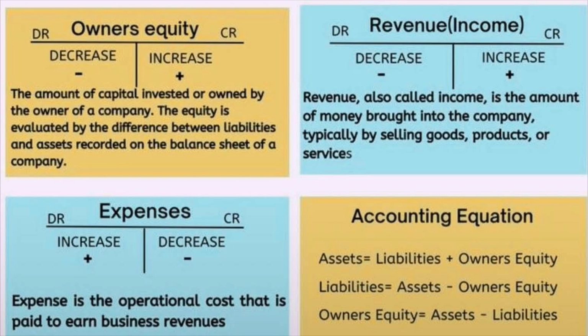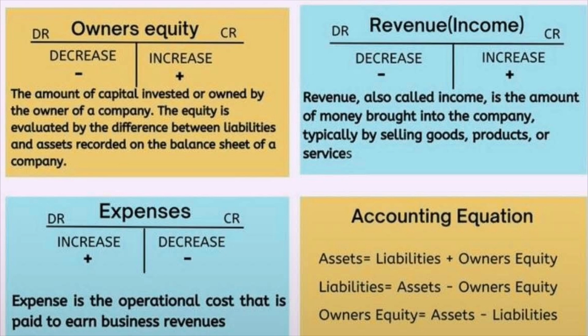Revenue, also called income, is the amount of money brought into the business, typically by selling goods, products, or services. When there is increase in revenue, it is credited, but when there is decrease in revenue or income, it is debited. Expenses are the operational cost that is paid to earn business revenues. When there is increase in expenses, it is debited, but when there is decrease in expenses, it is credited.